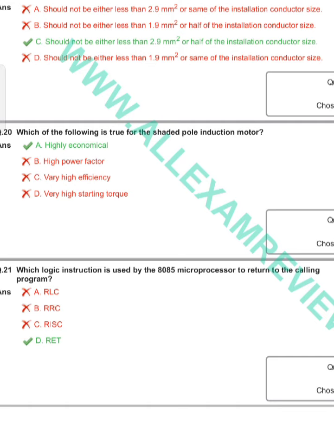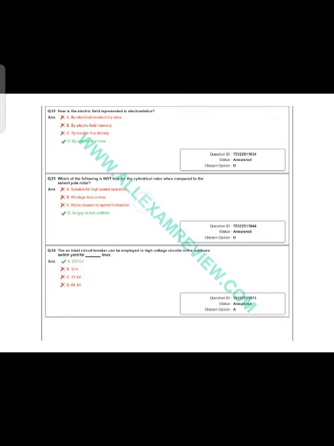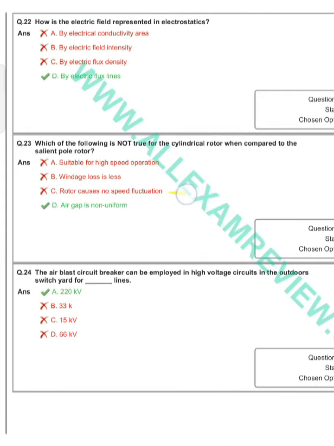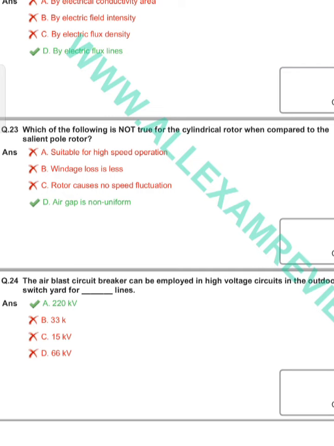Which of the following is true for the shaded pole induction motor? Shaded pole type has very low starting torque and is very economical. That's why we use them as shaded pole induction motors. Which logic instruction is used by the 8085 microprocessor to return to the calling program? RET. Option D is right. How is the electric field represented in electrostatics? By electric flux lines. Okay.